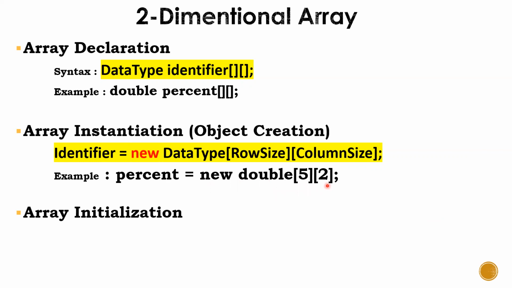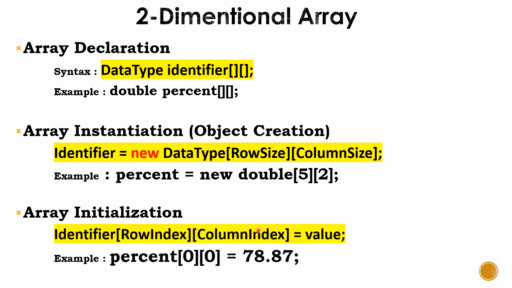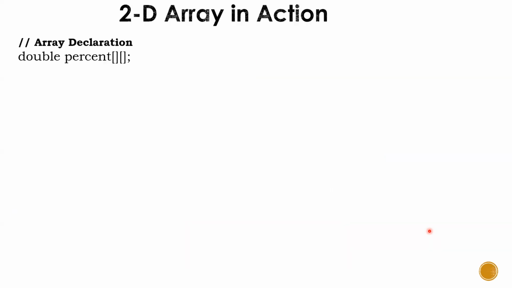Internally, the value blocks will be created, and each value block has a row index and a column index. If you want to initialize a value block, then you have to provide both a row index and a column index for initialization. This is how you can create a two-dimensional array. Let's discuss how you can implement it practically and how you can visualize the memory structure of the two-dimensional array.